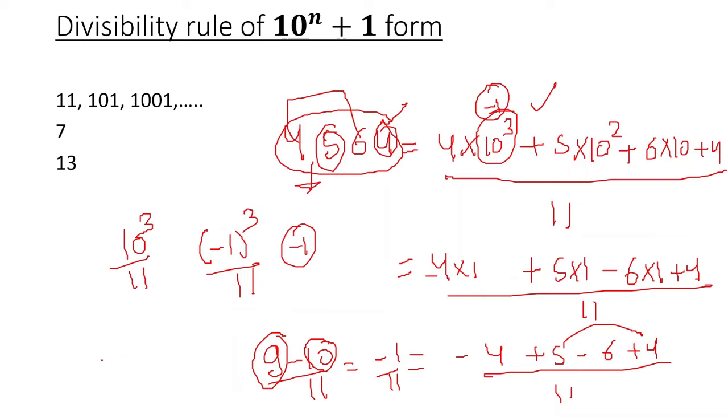So let's check it now for 101. This is the number I have written from the calculator itself. This number is divisible by 101, not 11. It may or may not be divisible by 11, but this number is divisible by 101. So we'll see the rule of 101 with the help of this example.